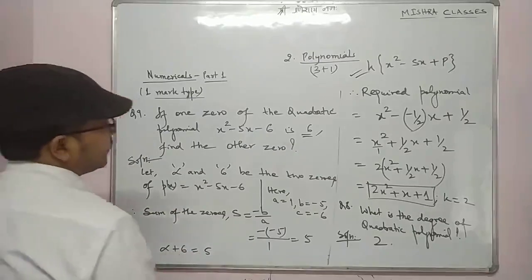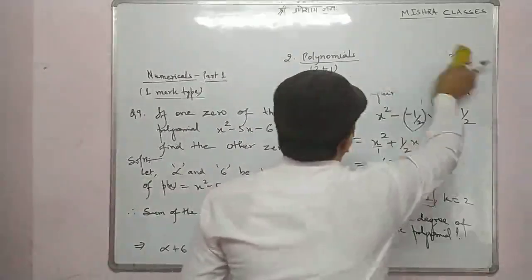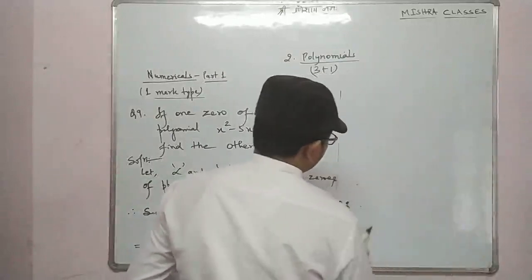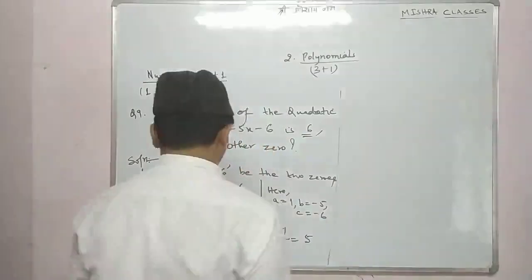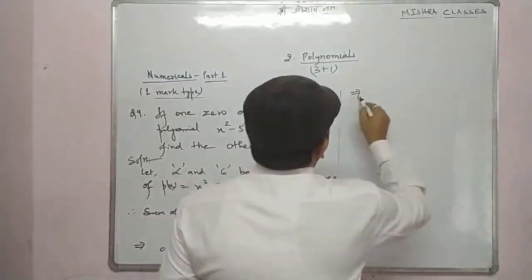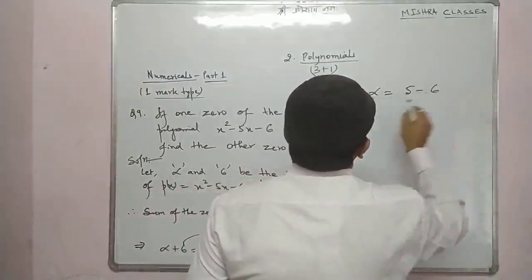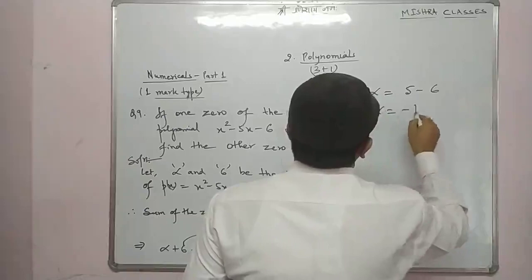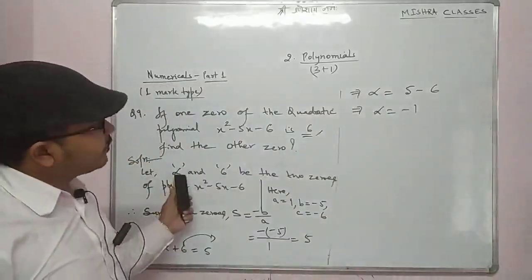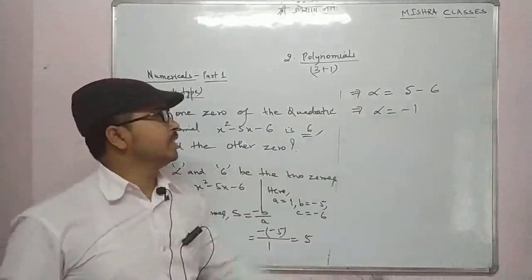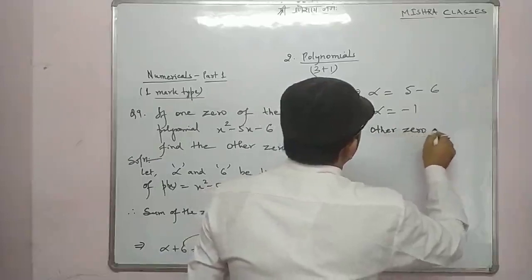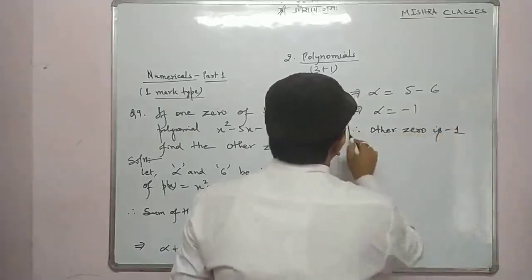Now after this what we can do, we can transfer this 6 to the right hand side. So we'll have alpha equal to 5 minus 6, that means alpha equal to minus 1. So we have got the value of alpha, that means other zero is minus 1. Therefore other zero is minus 1. Is it clear to you?